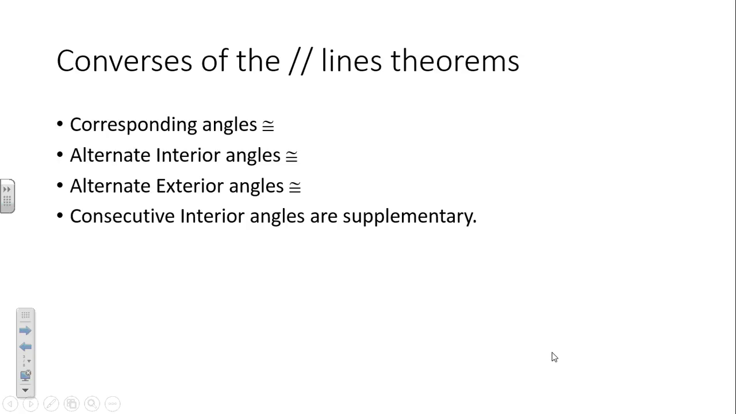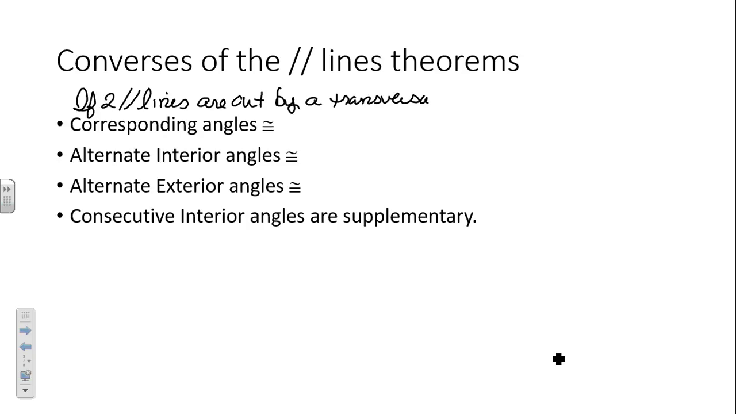So when we have our theorems, like the corresponding angles theorem, that theorem said that if two parallel lines are cut by a transversal, and you don't have to write this down, it's already on your yellow sheet, then corresponding angles are congruent. So that was our initial theorem. It's one of the ones that we have on our blue sheet.